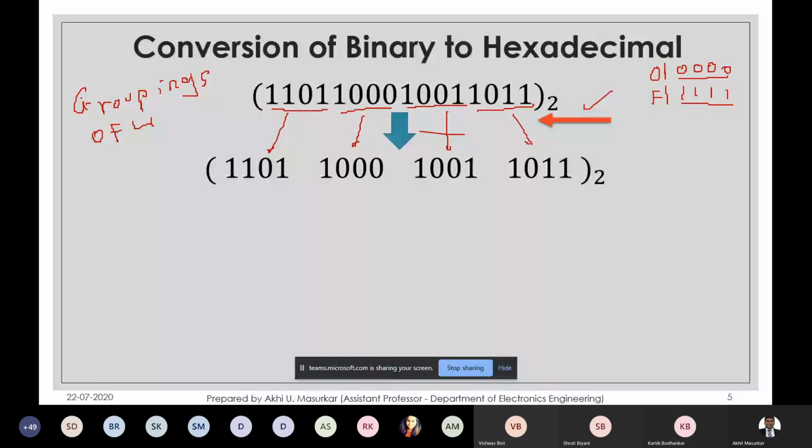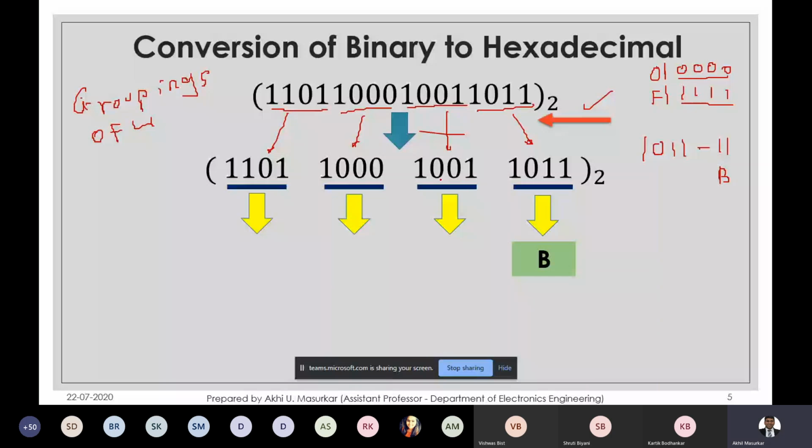So if you look at 1011, now from the conversion table, you should be able to tell me that 1011 is nothing but 11, but there is no such thing as 11, so it will be B. So 1001 is 9, 1000 is 8, 1101 is actually 13, but that is going to be C. Sorry, D. That is D.